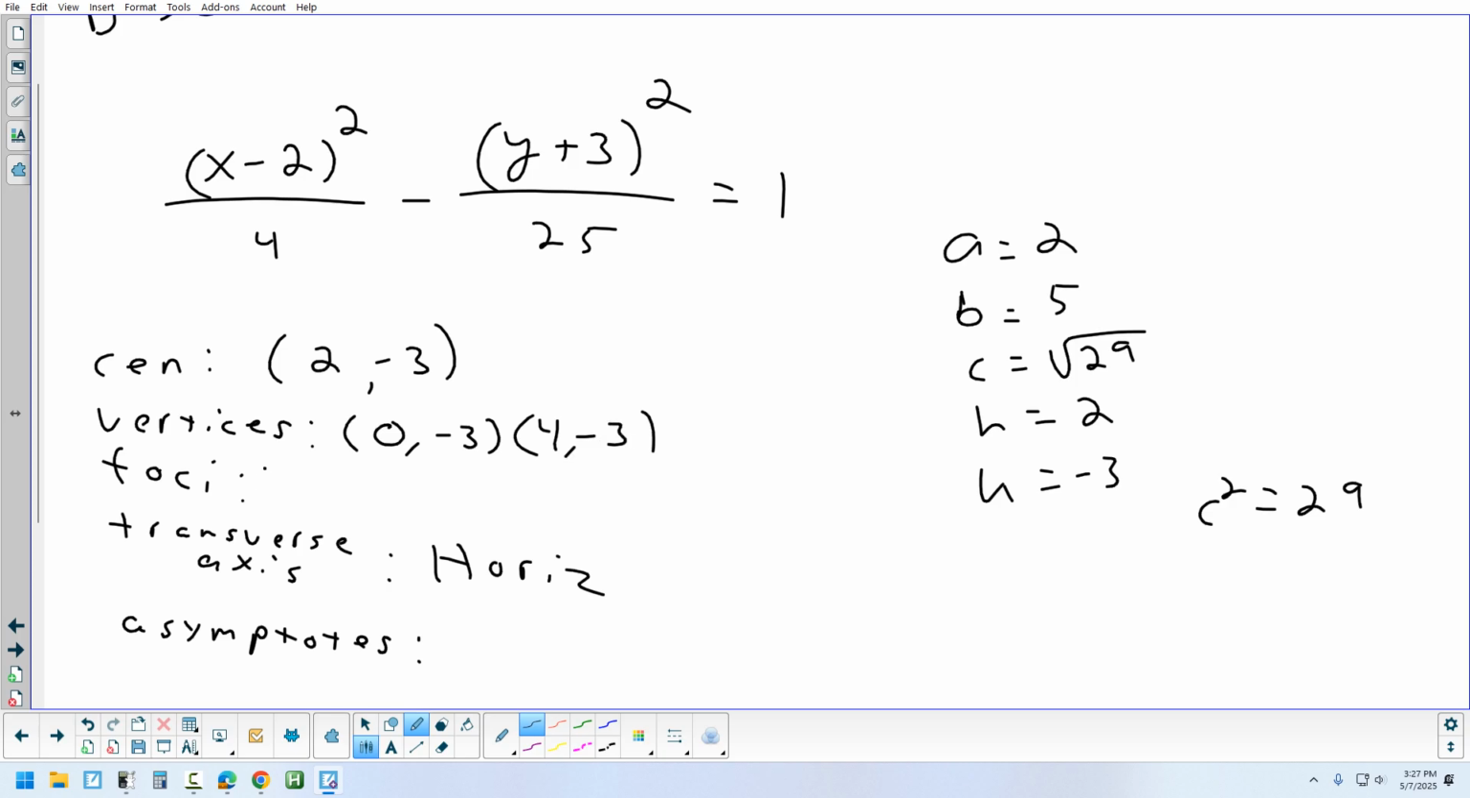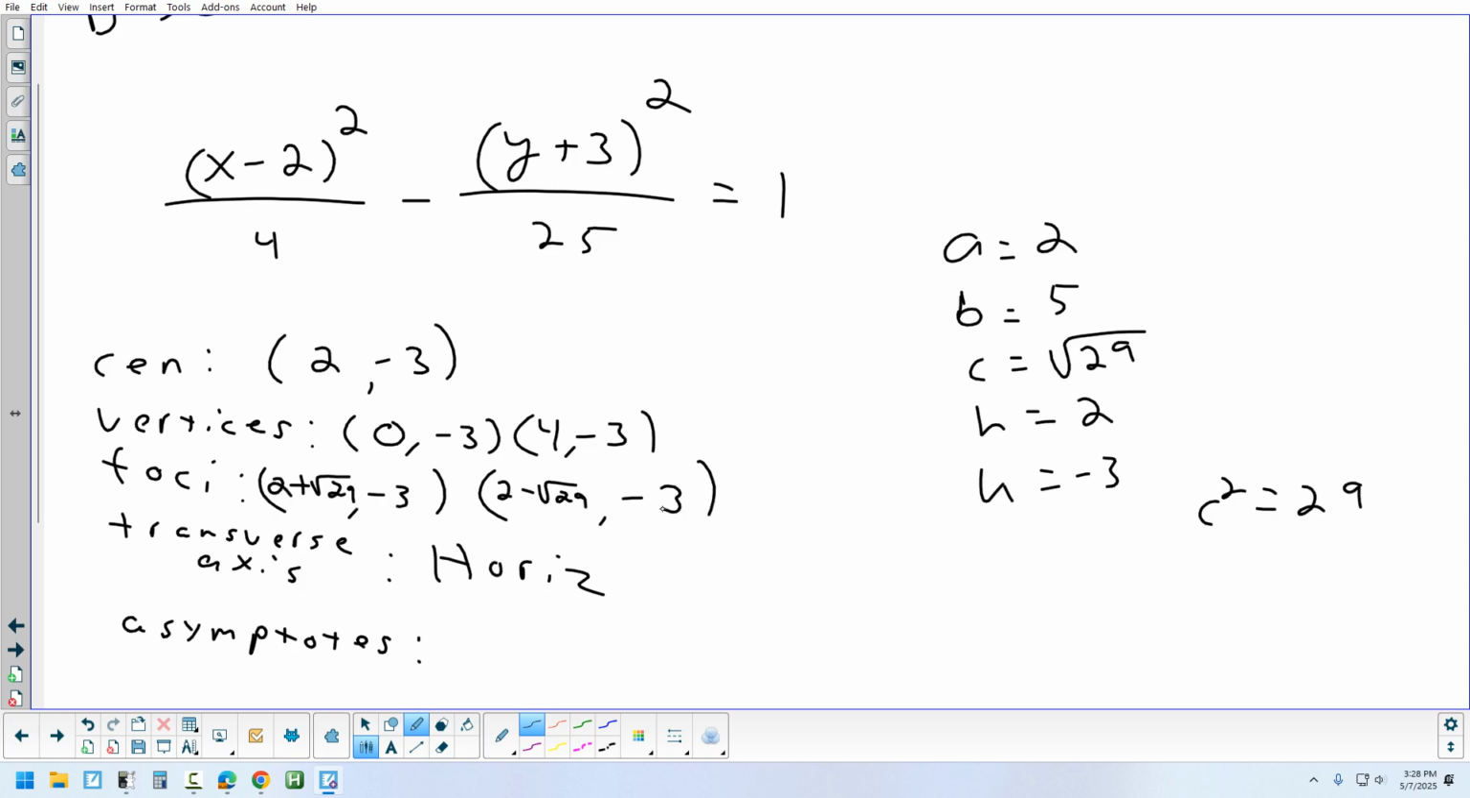Perfect. And what about my foci? Square root of 29 plus 2, negative 3. How did you say that one? Square root of 29 plus 2, negative 3. Okay, I'm going to write it as 2, and then shift it square root 29 to the right. And then I want to think of it as 2 shift, minus square root 29. So 2 plus and 2 minus, shifting it.